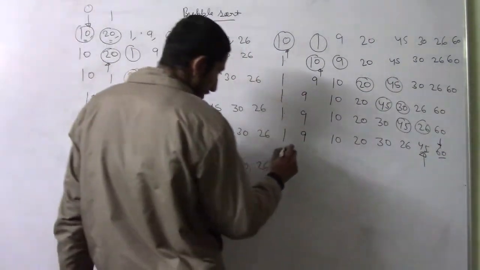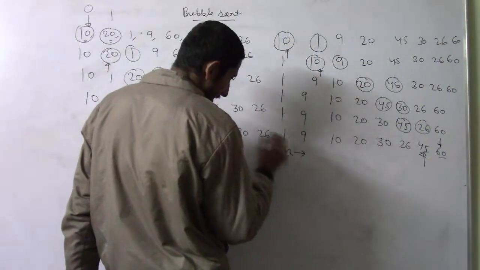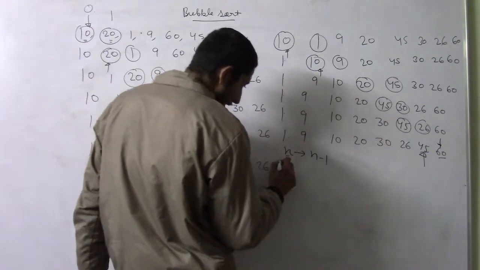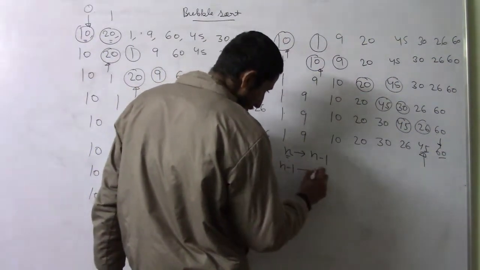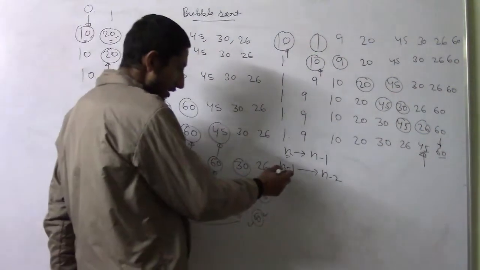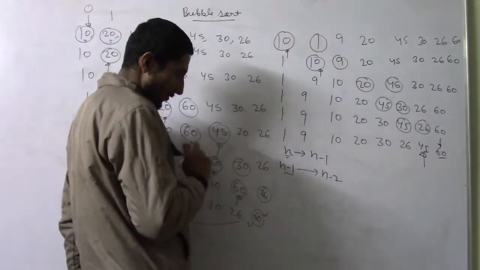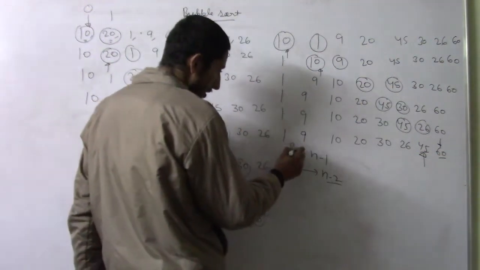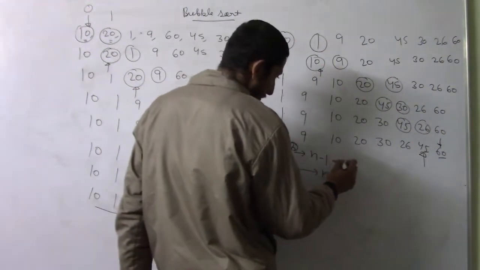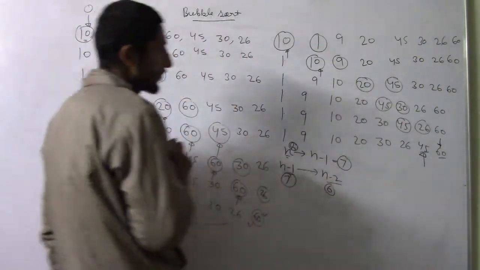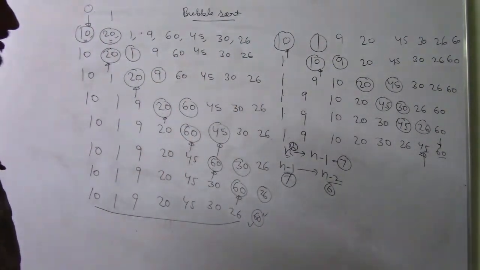So what will happen? Initially the problem size was n. In order to compare n elements, I need n minus 1 comparisons. Next time I have to sort n minus 1 numbers, so I need n minus 2 comparisons. Here the value of n is 8. That's why first time we have 7 comparisons, then it becomes 6 comparisons. Okay, are you following this? That is quite easy. Now let me again repeat the process for you.